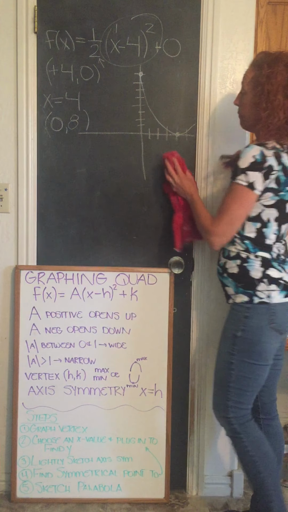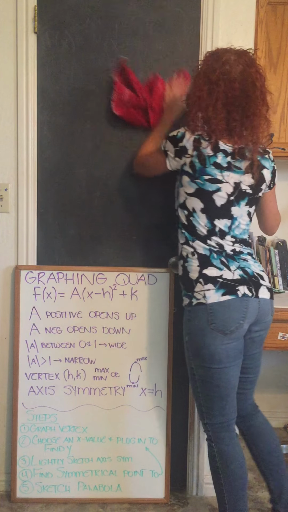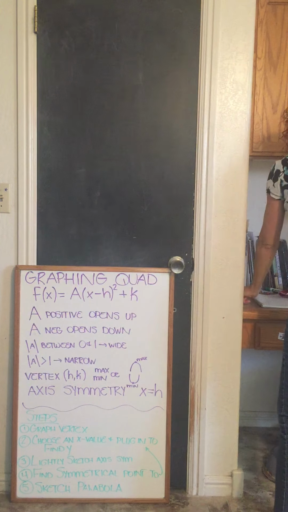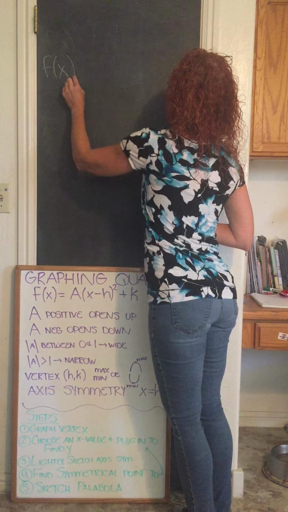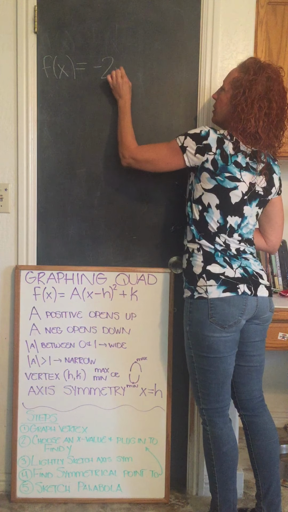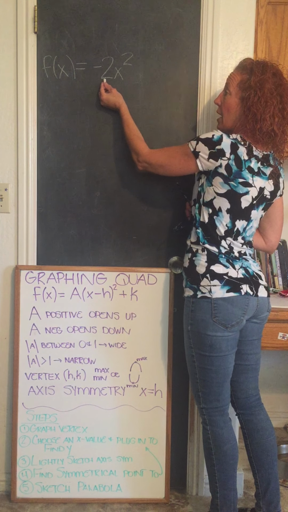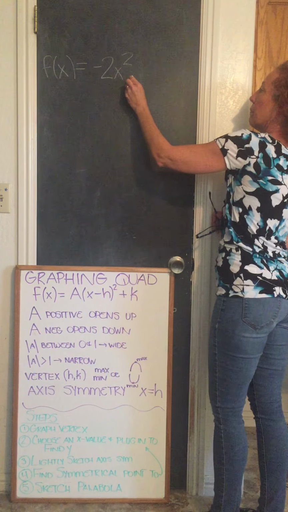Last one. Maybe I'll show you one more with the 3 that I was referring to. I didn't write one down, but I'll just make one up real quick and hope for the best. Okay, so f of x equals negative 2x squared. So that tells us right there it's going to open down and be narrow. So negative 2x squared minus 1.